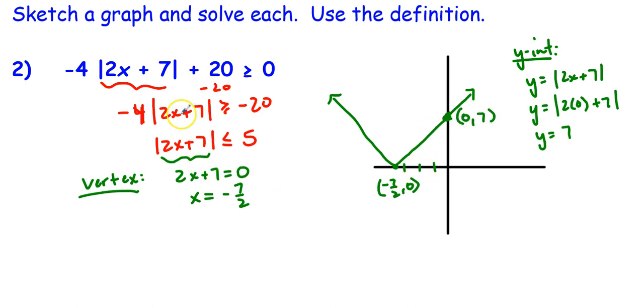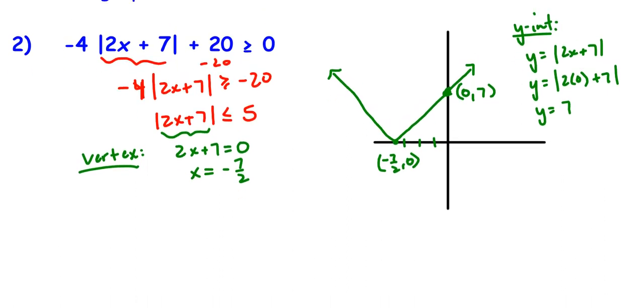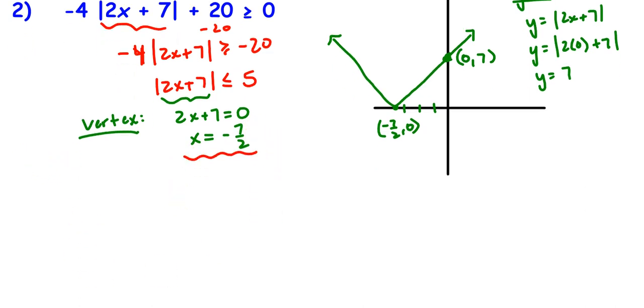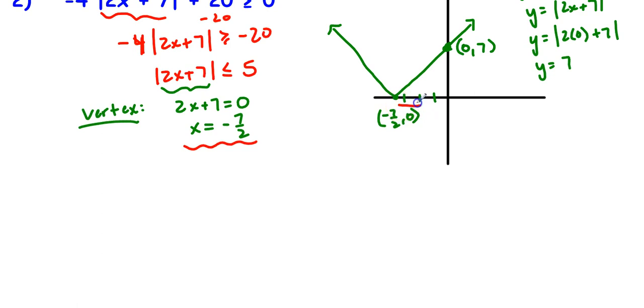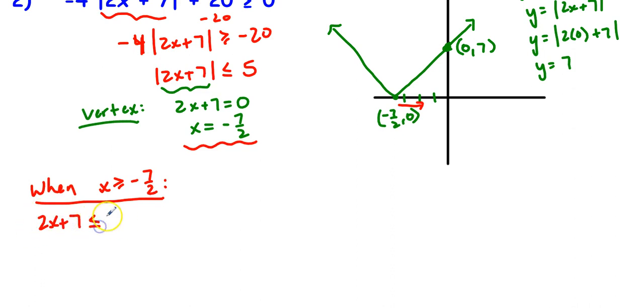All right, I've got all the preliminaries done. I've got my absolute value isolated. I figured out what the vertex was. Went over here, drew a quick rough sketch. So now let's go ahead and use the definition in order to solve this thing. So the definition, again, is based on this vertex right here. And it says when I look to the right of the vertex, or in other words, when x is greater than or equal to -7/2, I use the positive version of this. So the positive version of whatever's on the inside.